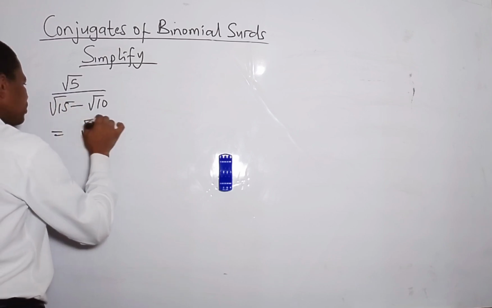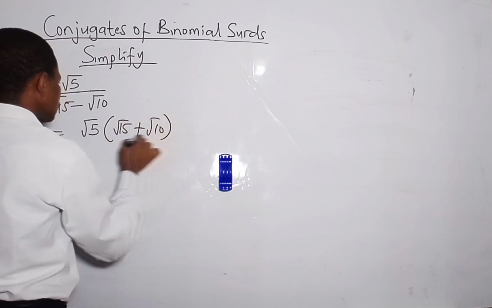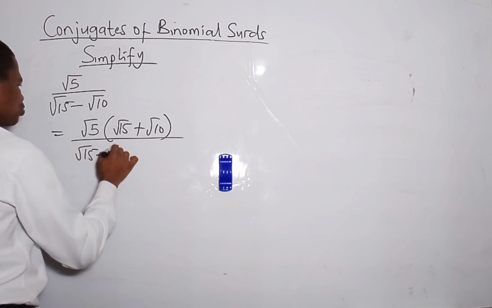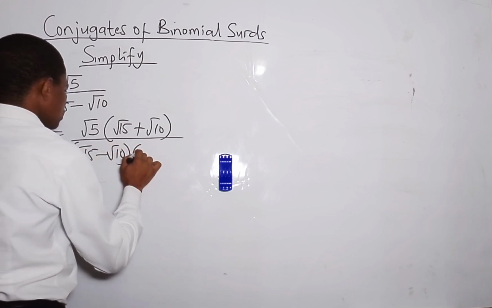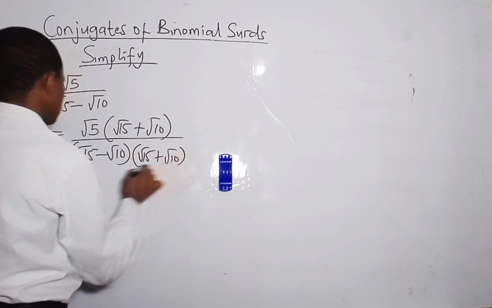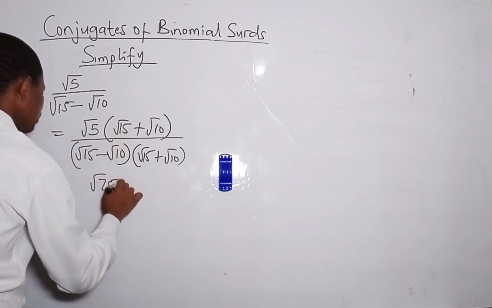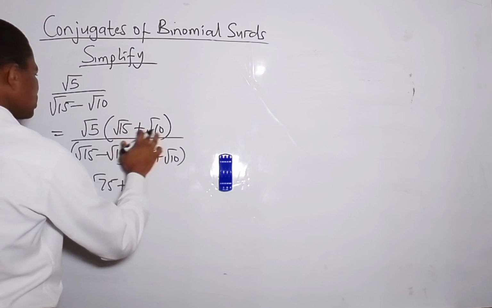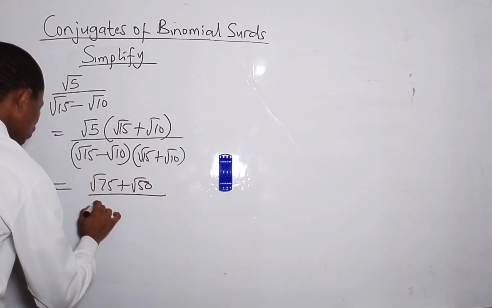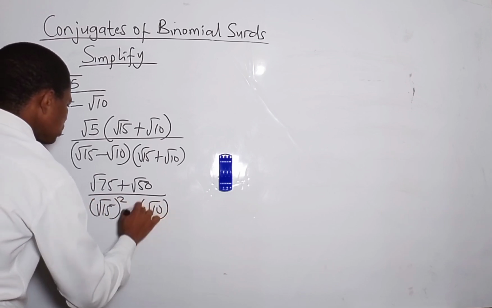So we say root 5 into bracket root 15 plus root 10 over root 15 minus root 10 multiplied by root 15 plus root 10. So root 15 times 5, that's root 75, plus root 10 times 5, that's root 50, over, then we'll find the difference of two squares of this, root 15 squared minus root 10 squared.